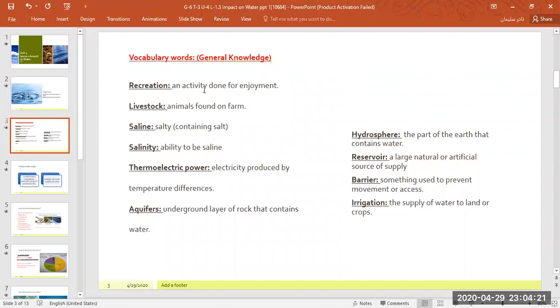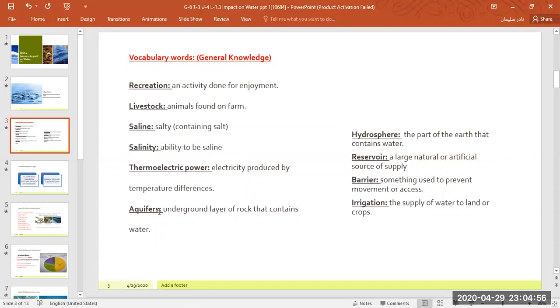Recreation means an activity done for enjoyment, like swimming, like fishing, like boating. These are recreational activities. Livestock means animals that are found on a farm, like sheep, cows, goats. Saline means salty, containing salt. Salinity is the ability to be saline. Thermoelectric power is the electricity that's produced by temperature differences.